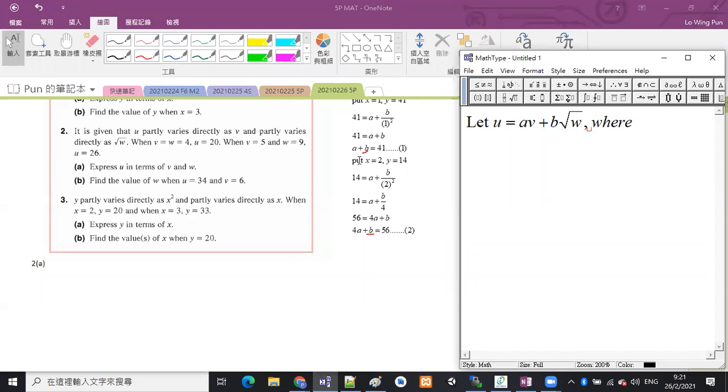Where a and b are not equal to 0. And then we need to put the first group of numbers: v equals 4, w equals 4, and u is equal to 20.